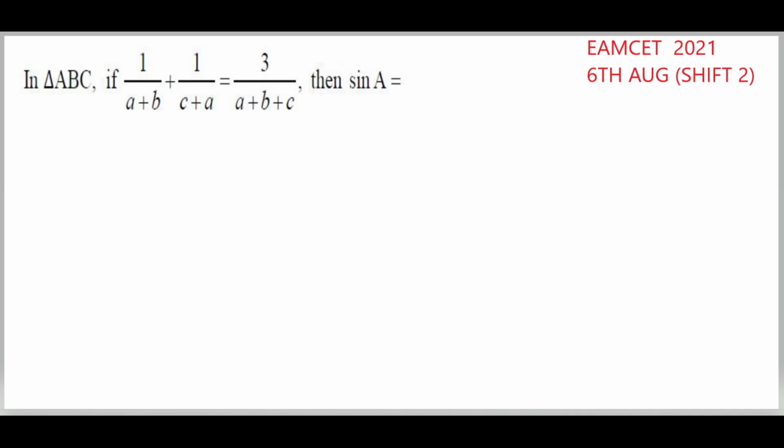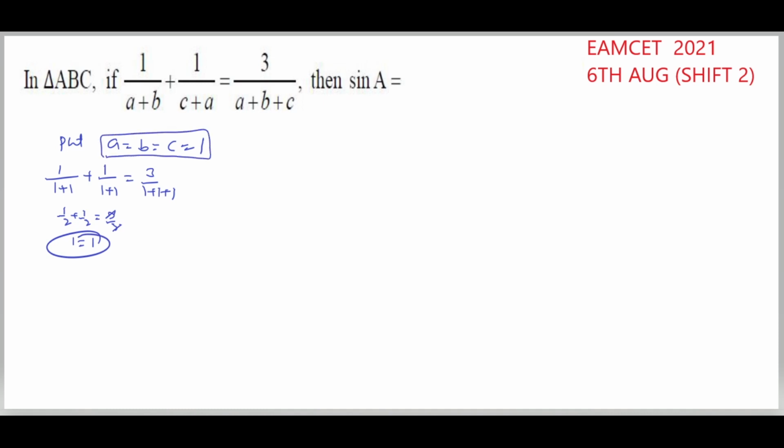In triangle ABC, if 1 by a plus b plus 1 by c plus a is equal to 3 by a plus b plus c, then sin A is dash. So put a is equal to b is equal to c is equal to 1 in the given equation. That is 1 by a plus b, that is 1 by 1 plus 1, 1 by c plus a, 1 plus 1, is equal to 3 by 1 plus 1 plus 1. This is 1 by 2 plus 1 by 2 is equal to 3 by 3. So half plus half is equal to 1. So the equation is satisfied. So the values of a, b, c is 1.